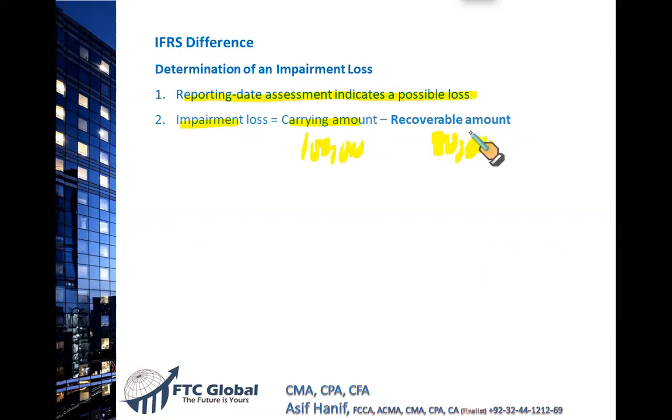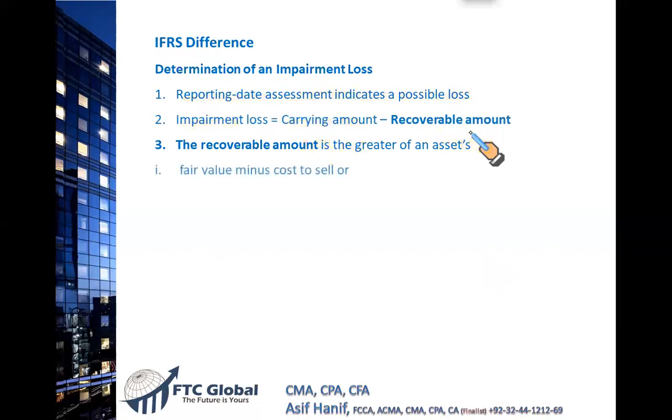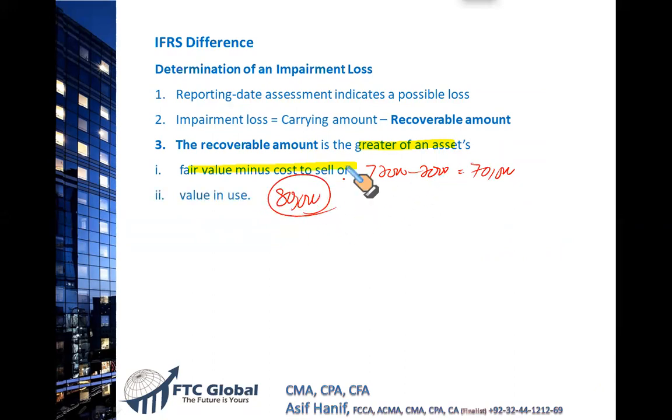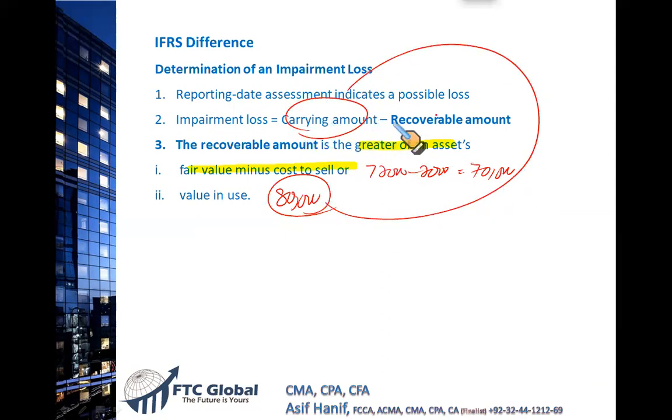Now, what is recoverable amount? Recoverable amount is the greater number between fair value minus cost to sell, which we determined to be 70,000 (fair value 72,000 less 2,000 cost to sell), and value in use, the present value of the future cash flows, that is 80. You take the higher of these two and compare it with the carrying amount, and the difference between these will be the impairment loss. Right? So I hope you got the idea.